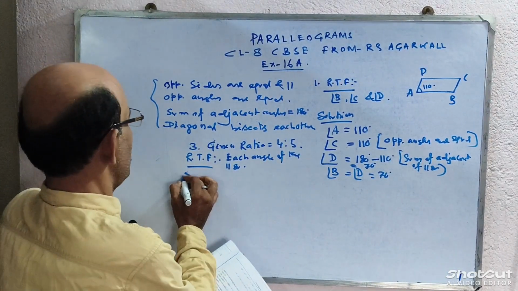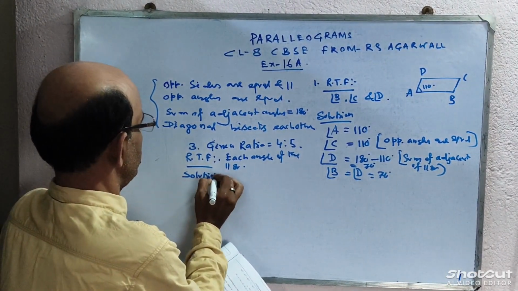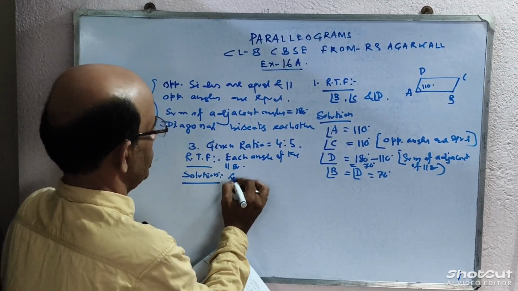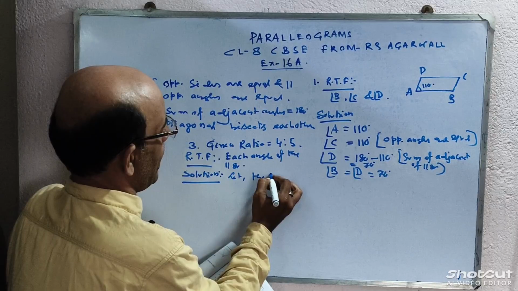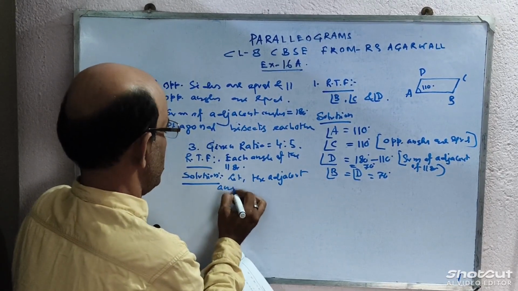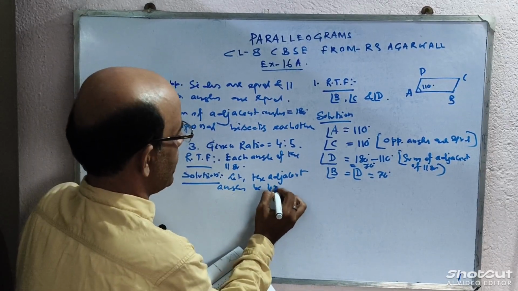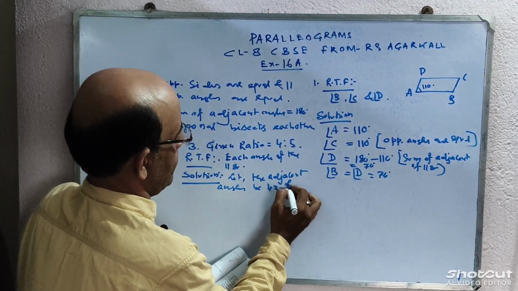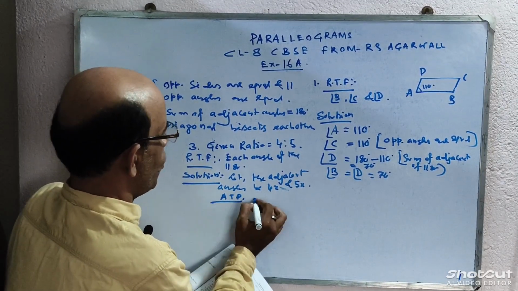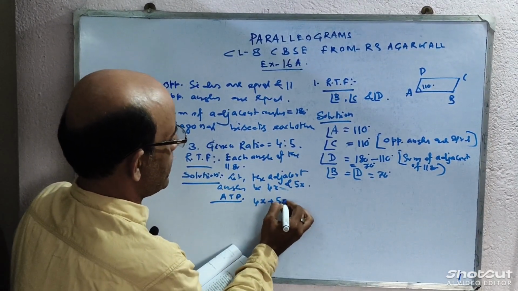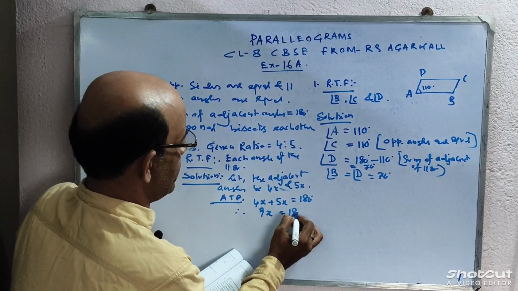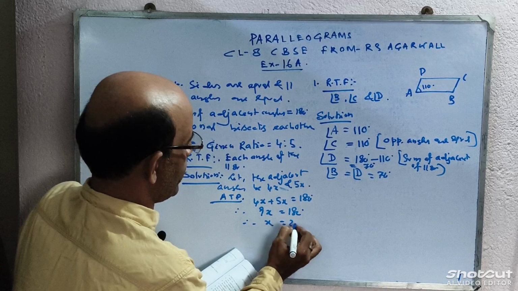First of all, let the adjacent angles be 4x and 5x. According to the problem, 4x plus 5x is equal to 180 degrees. Therefore, 9x is equal to 180 degrees. Therefore, x is equal to 20 degrees.